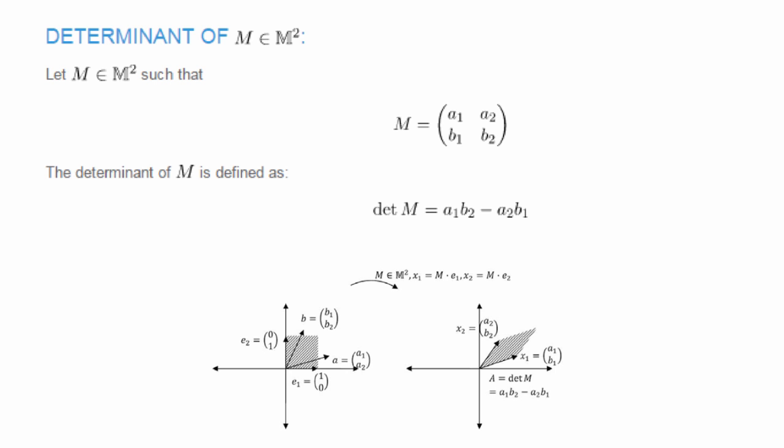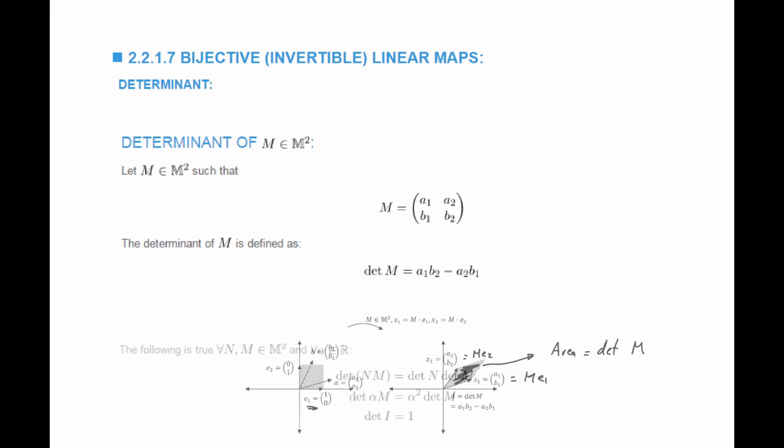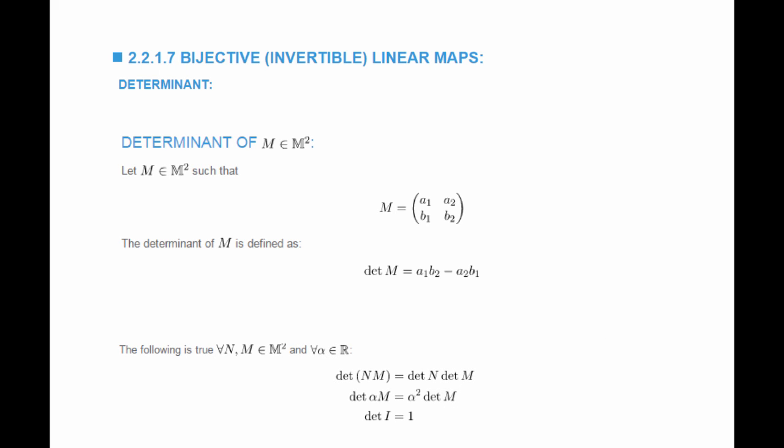the parallelogram that is formed when I take E1, x1 is equal to M E1, and x2 is equal to M E2. So this is transformed into this parallelogram. The area is equal to the determinant of M. So the determinant of M tells me something about how areas change when I apply this linear map between vector spaces.